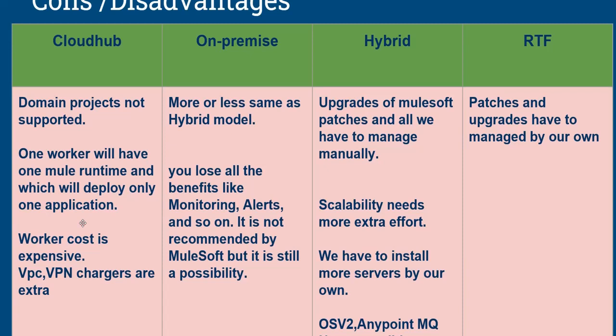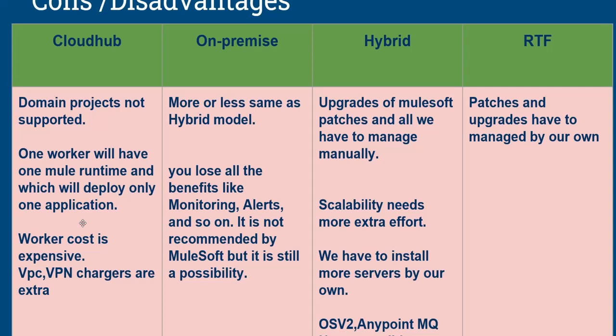In on-premise, it is more or less the same as the hybrid model, as we discussed earlier. So you lose all the benefits like monitoring, alerts, and so on, which are provided by CloudHub, and it is actually not recommended by MuleSoft, but still some organizations, based on their requirements, are using this on-premise model. But in the hybrid model, there are also disadvantages.